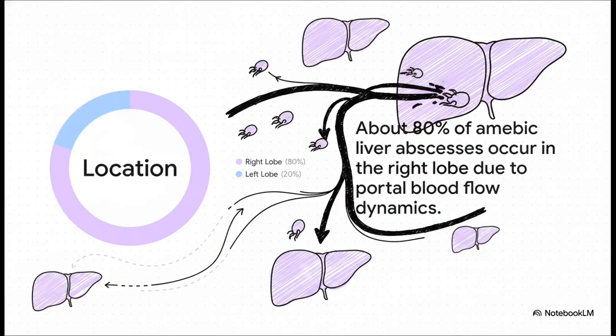Now this is where it gets really specific. Check this out. About 80% of these abscesses show up in the right lobe of the liver. So you gotta ask, why? Well, it all comes down to plumbing, really. The dynamics of blood flow. The right lobe gets the lion's share of the portal blood, especially from the parts of the colon where the amoebas are most active. More blood flow just means more parasites are getting delivered to that one spot.